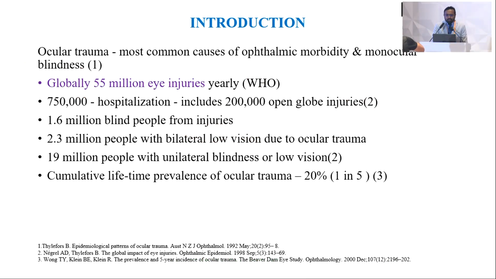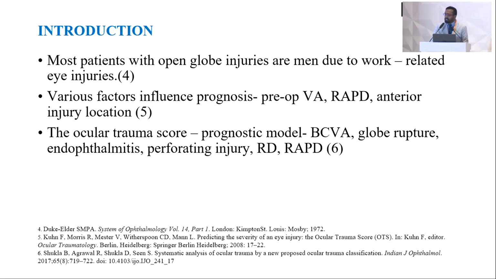As we all know, ocular trauma is the most common cause of ophthalmic morbidity and monocular blindness, with globally 55 million eye injuries occurring yearly, according to WHO estimates, with a cumulative lifetime prevalence of ocular trauma of 20%, that is 1 in 5 persons. Most patients with open globe injuries are men, and the occurrence is at workplaces.